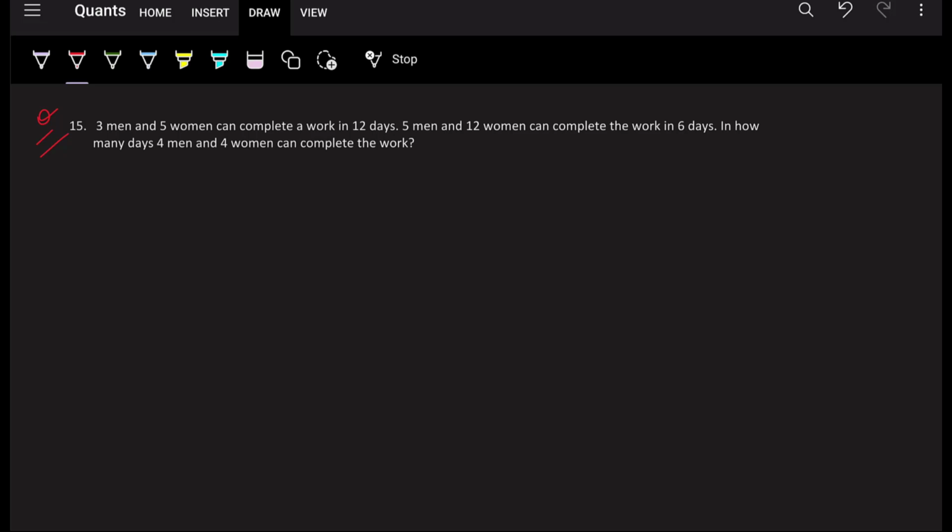So from the question we can say that if I have taken the efficiency of 1 man as m, then 3m plus 5w, these are efficiencies, and if I multiply it by 12, then it will be the work done by 3 men and 5 women. This same work is done by 5 men and 12 women also in 6 days. So 5m plus 12w into 6. I have equated the work of both these situations.